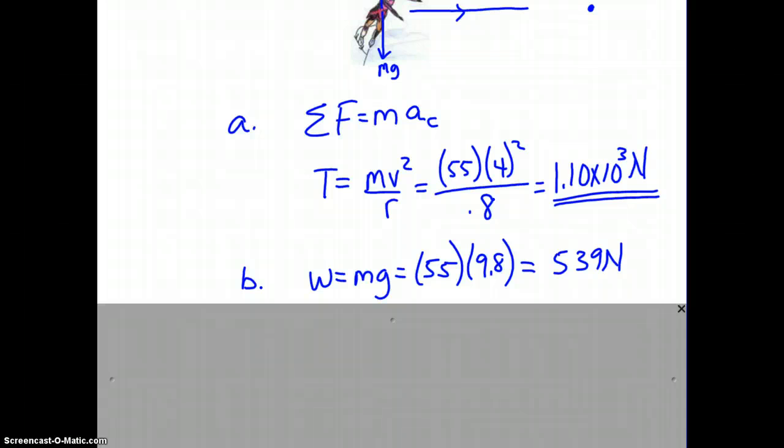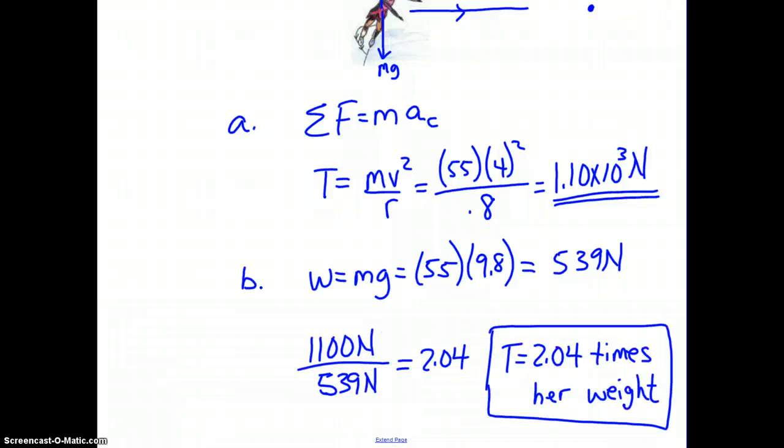Whenever we make a comparison in physics, we never use words like less than or greater than. To do that comparison, we always do a mathematical comparison. So we take our tension in the rope, 1100 newtons, and divide by her weight, 539 newtons. The newtons cancel, and we get 2.04. What that means, of course, is that the tension is 2.04 times her weight.